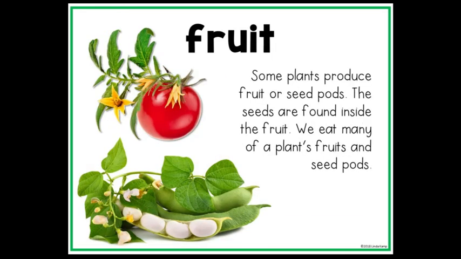Fruit. Some plants produce fruit or seed pods. The seeds are found inside the fruit. We eat many of a plant's fruits and seed pods. So these are the different stages in the life cycle of a plant.